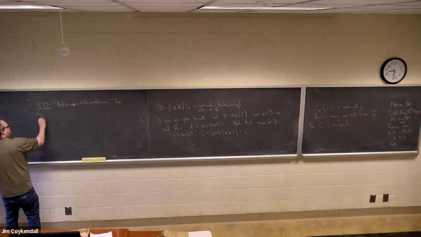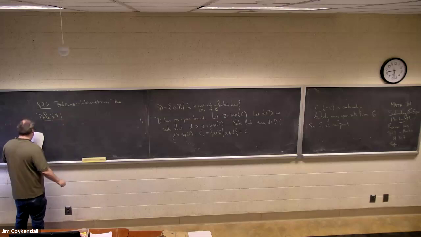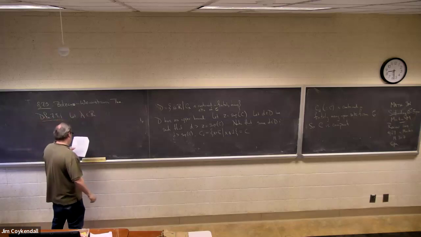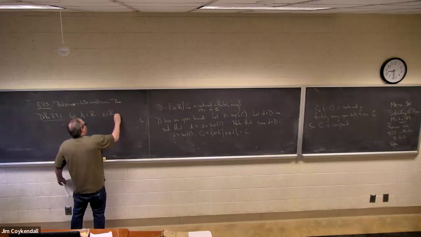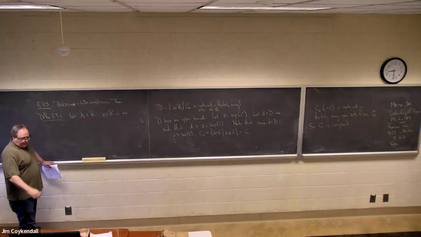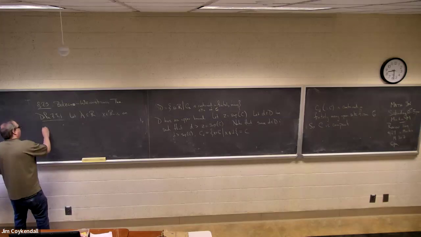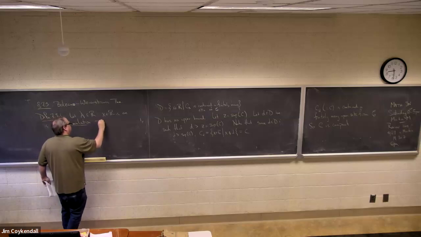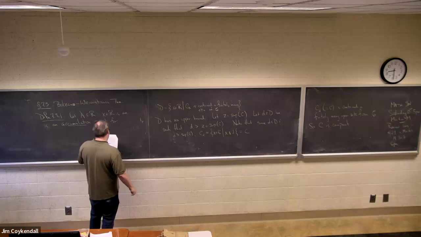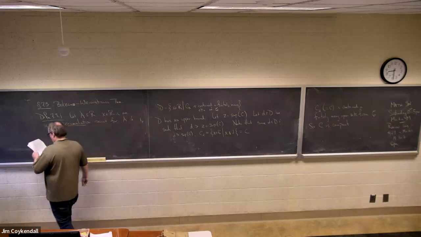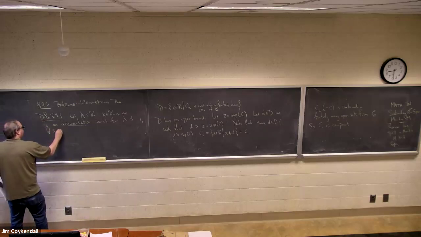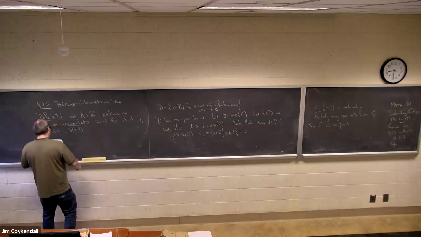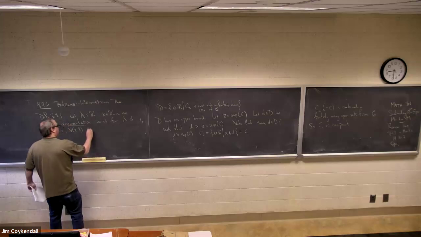I'm going to start this off with a definition. Let A be a subset of R. So A is some subset. A point x in the real numbers is an accumulation point for A if for all delta bigger than 0, the neighborhood about x of radius delta contains at least one point of A that is not x.